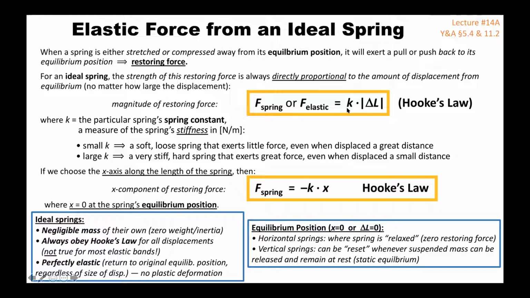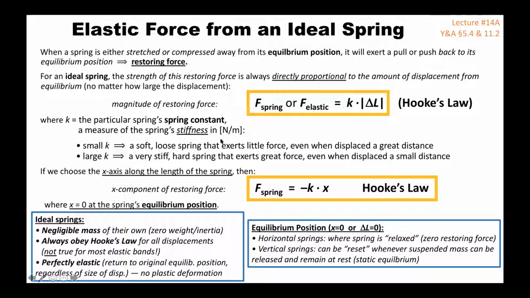K is a constant that varies from spring to spring, and it's basically a measure of how stiff or strong that spring is. We call that the spring constant for that spring. And it's measured in force per distance. In other words, it's measured in the amount of restoring force that a spring exhibits when you displace it by a certain number of meters of stretch or compression.